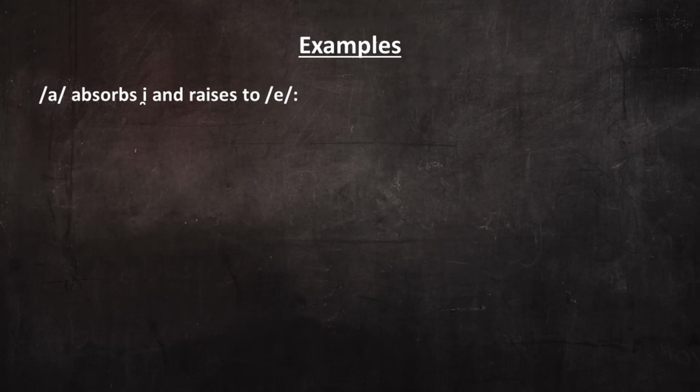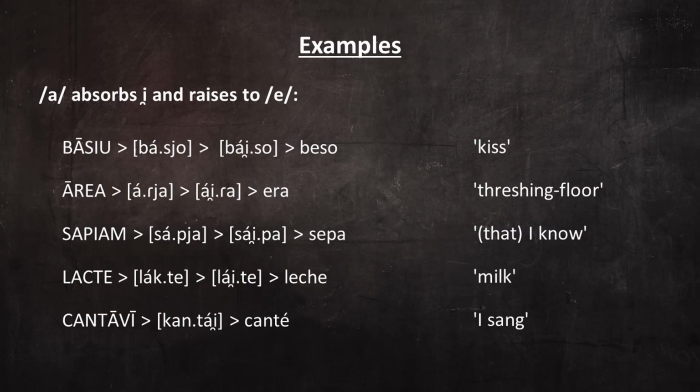A absorbs I and raises to closed E. Most of the examples here first underwent a process of metathesis, where the glide of one diphthong became the semivowel of the preceding diphthong. So in this example, we first have metathesis, then metaphany, as the A absorbs I and raises to E. So basio became baiso, and then beso. Same thing here with aria becoming aira, and then era. Here sapia became saipa, and then sepa.